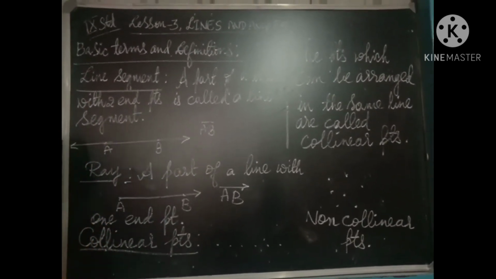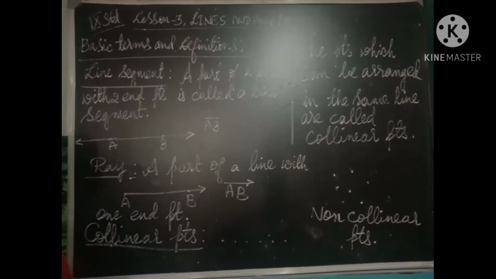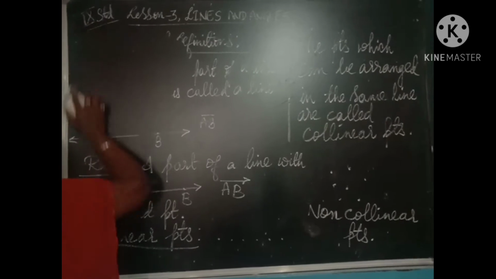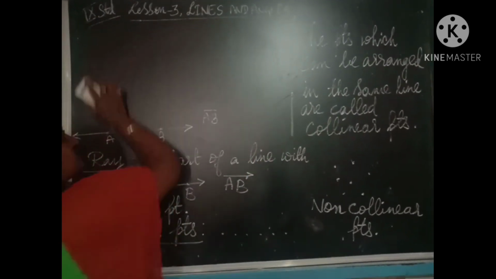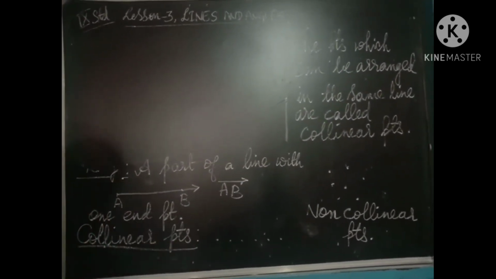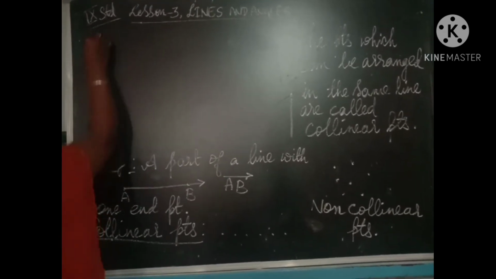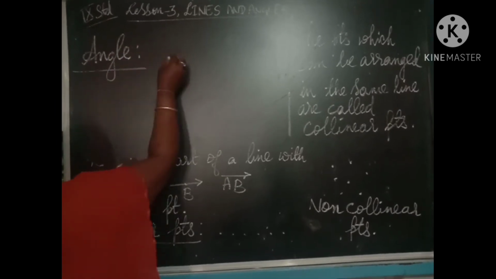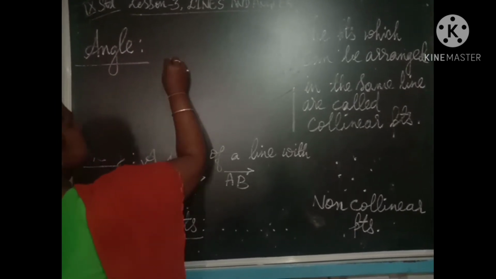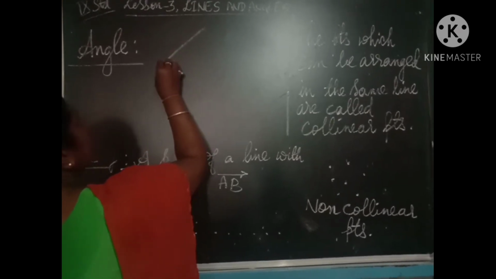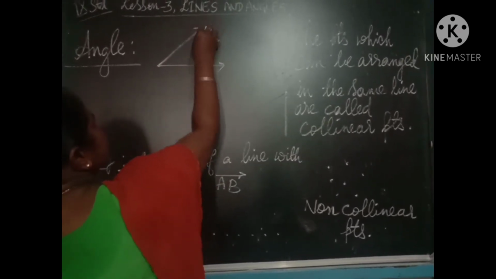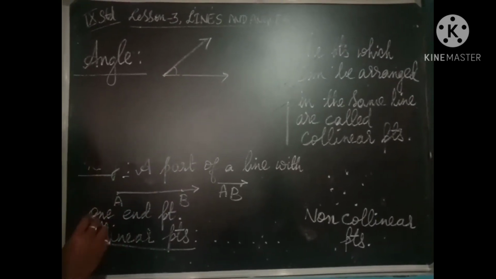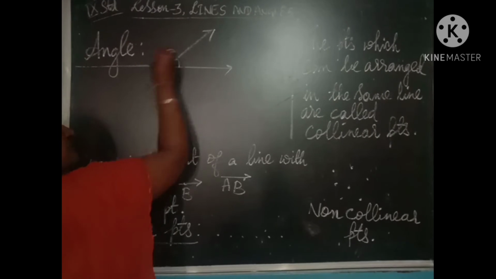And let us see what an angle is. You all studied in the previous class what an angle is. What is an angle, children? You all know how to draw an angle, is it not? With a common vertex. This is an angle. Many types of angles you have studied. Let us first see the definition of an angle.